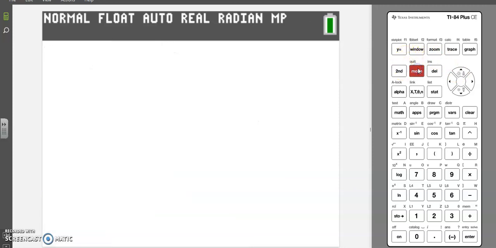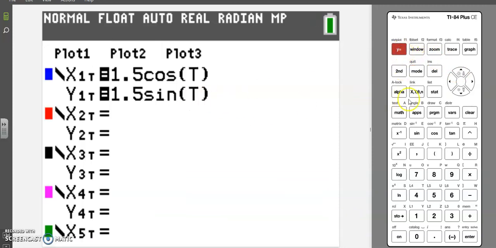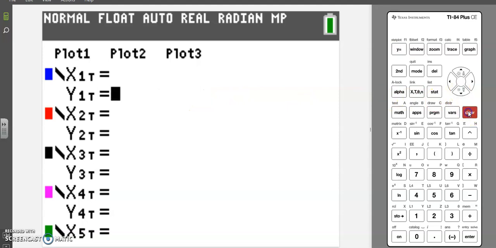Now we're going to go back and go to y equals, and we see that we have x and y equations for parametric. I'm going to start with something that hopefully you'll see is familiar to you. The cosine of t will be my x equation, y will equal the sine of t.